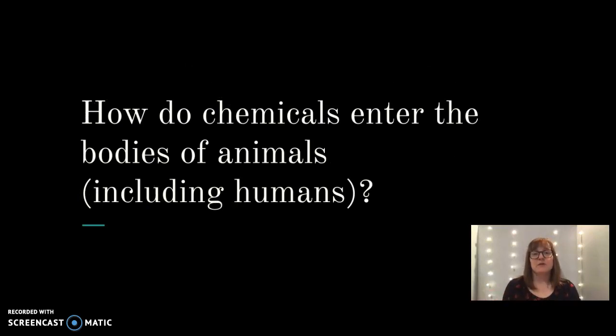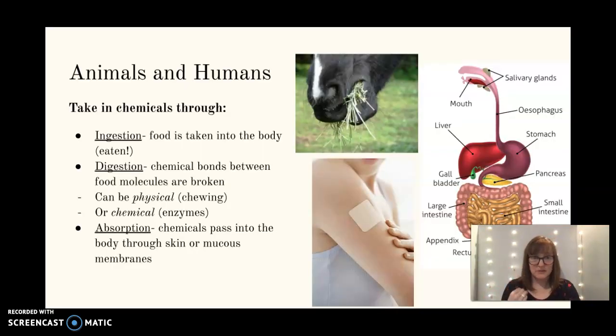So how do chemicals enter the bodies of animals, plants, those kind of things? There's really only three ways. You can eat them by ingestion, so you're putting it in. Digest them, so when you're taking them, you can physically break apart chemicals or expose chemicals once they get into your stomach. And then absorption, where the chemical passes through the body through different membranes. So there's a few examples there showing you how we can take chemicals into our bodies.